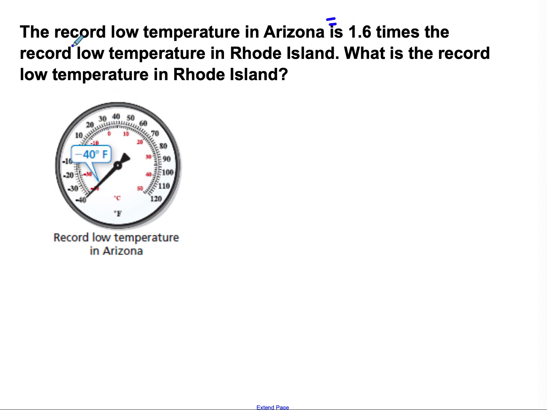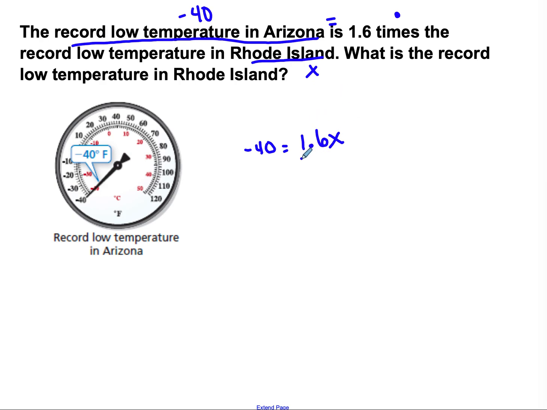The record low temperature in Arizona. Got to use the picture to help me find that. That's negative 40. Is 1 6/10 times, that's multiplication, times means multiply, the record low temperature in Rhode Island, and we don't know what that is, so I'm going to call it x. So now I'm just going to write that out in the same order for my equation. Negative 40 equals 1 6/10 times x. And I can write a times sign in there, but I don't have to, because that's what a number right next to a letter means, multiplication.